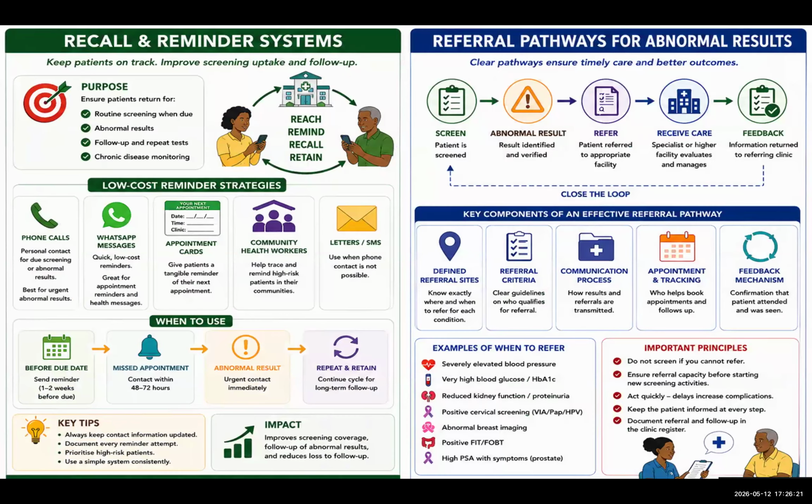With respect to recall and reminder systems, what we want to do is make sure patients know when their routine screening is due. We want them to know when they have abnormal results, with respect to follow-up and repeat testing, and we want to monitor their chronic disease. Some low-cost reminder strategies: while they may have a phone, some people don't know how to interact with a phone, or we just have some old people in the rural areas who don't want to digitize. We could also do WhatsApp messages for those with phones, but we need to make sure that we cover the entire population. Not the middle and high class incomes alone need to be recalled and reminded.